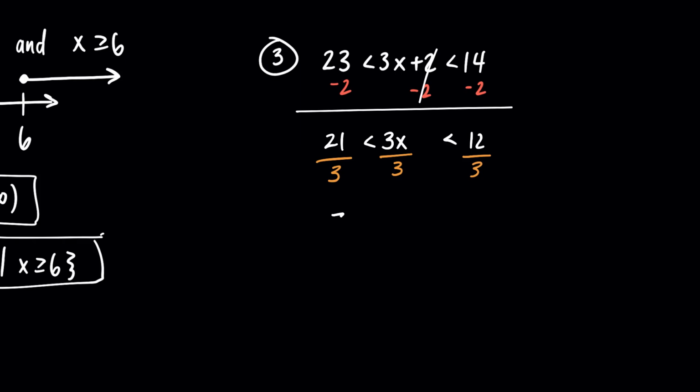So what are we left with? 21 over 3 is 7. 3 over 3, those go away. We're just left with x here. And then 12 over 3 is 4.